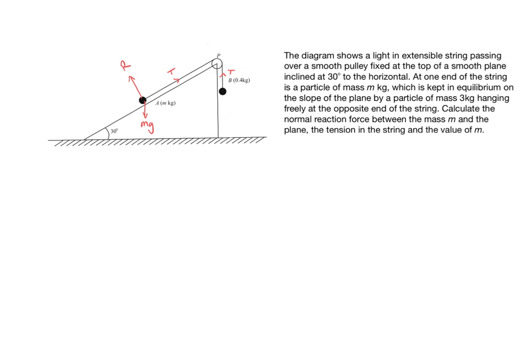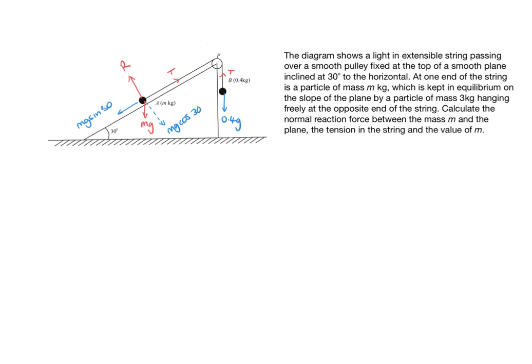Now, if we resolve some of the forces that we have, we need to resolve our mg. I'm going to have completely perpendicular to the plane, that's going to be our mg cos 30. And then parallel to the plane, we're going to have mg sin 30. We've also got the weight of B, which we can add on here. So this is going to be 0.4g on there.